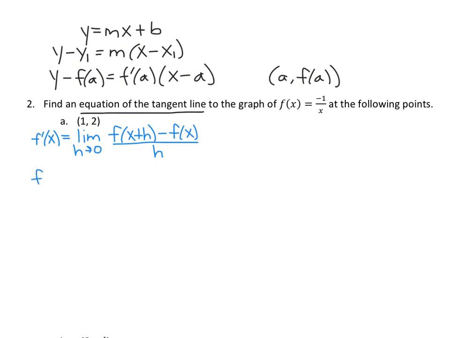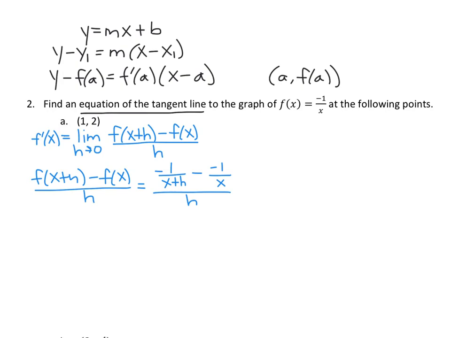So f of x plus h minus f of x all divided by h. I'm going to work on simplifying that. So first, plugging x plus h into the function, we're going to have a negative 1 divided by x plus h. Then I'm going to subtract from that f of x. So subtract from that a negative 1 over x, and that's all divided by h. So now we need to work on simplifying this. So let's get a common denominator in the numerator there.